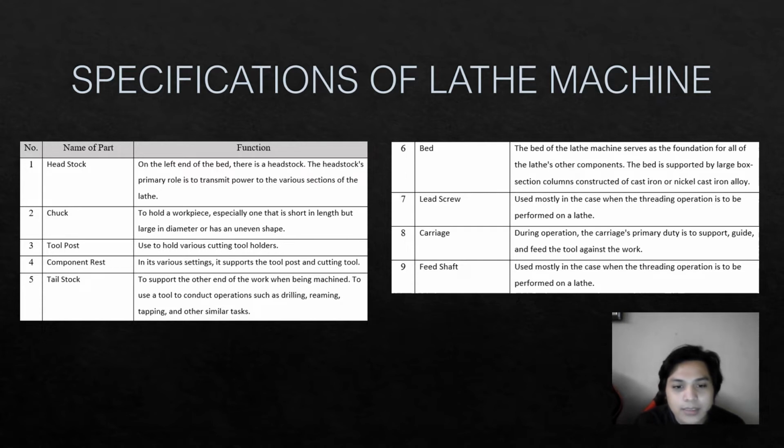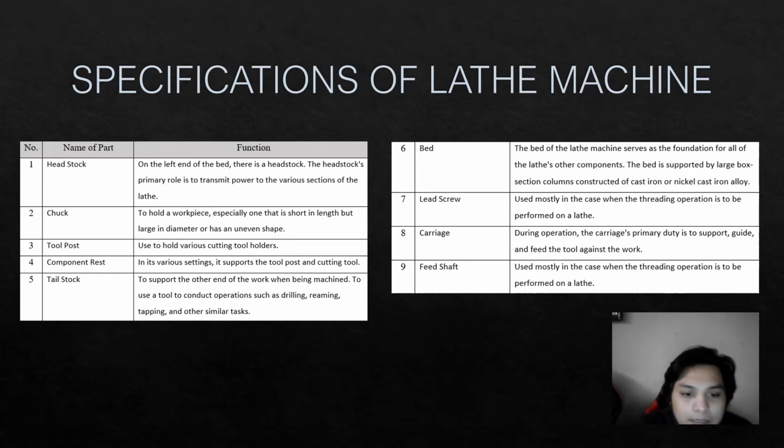So the sixth part is the bed. The bed of the lathe machine serves as the foundation for all of the other lathe components. And then the seventh part is the lead screw. It is mostly used in the case where the threading operation is to be performed on a lathe.